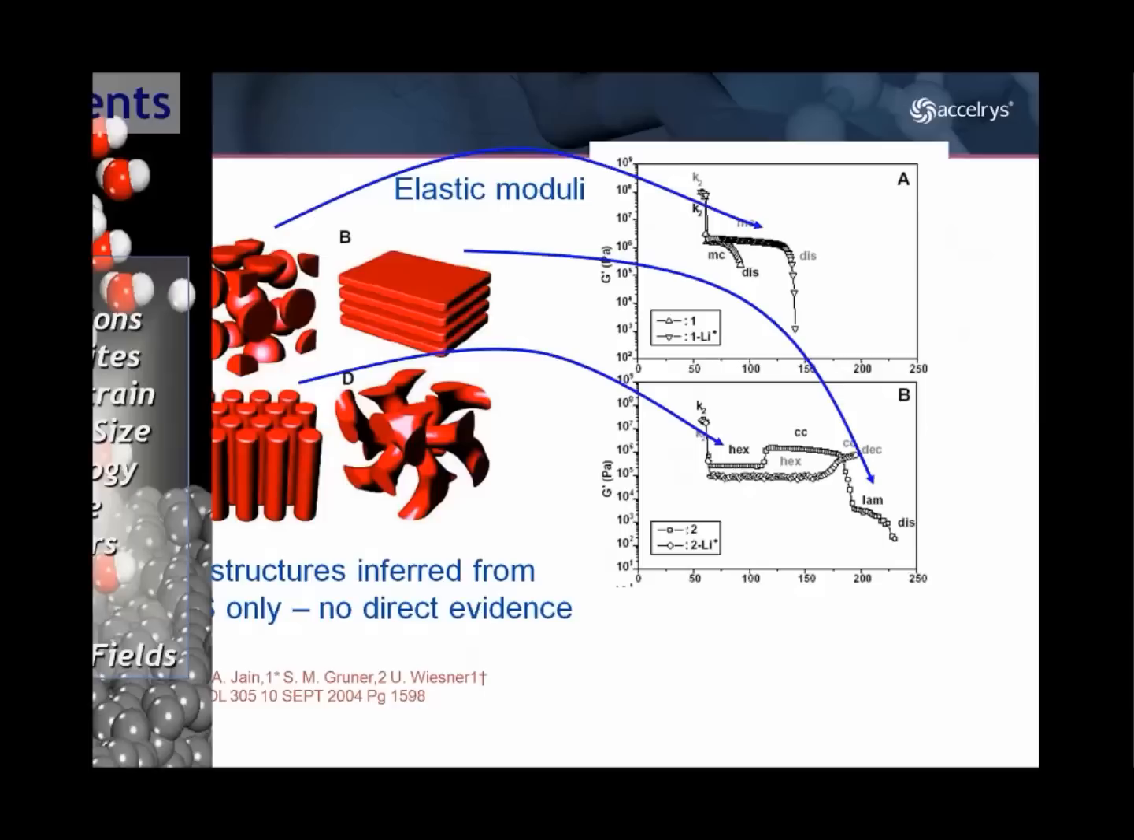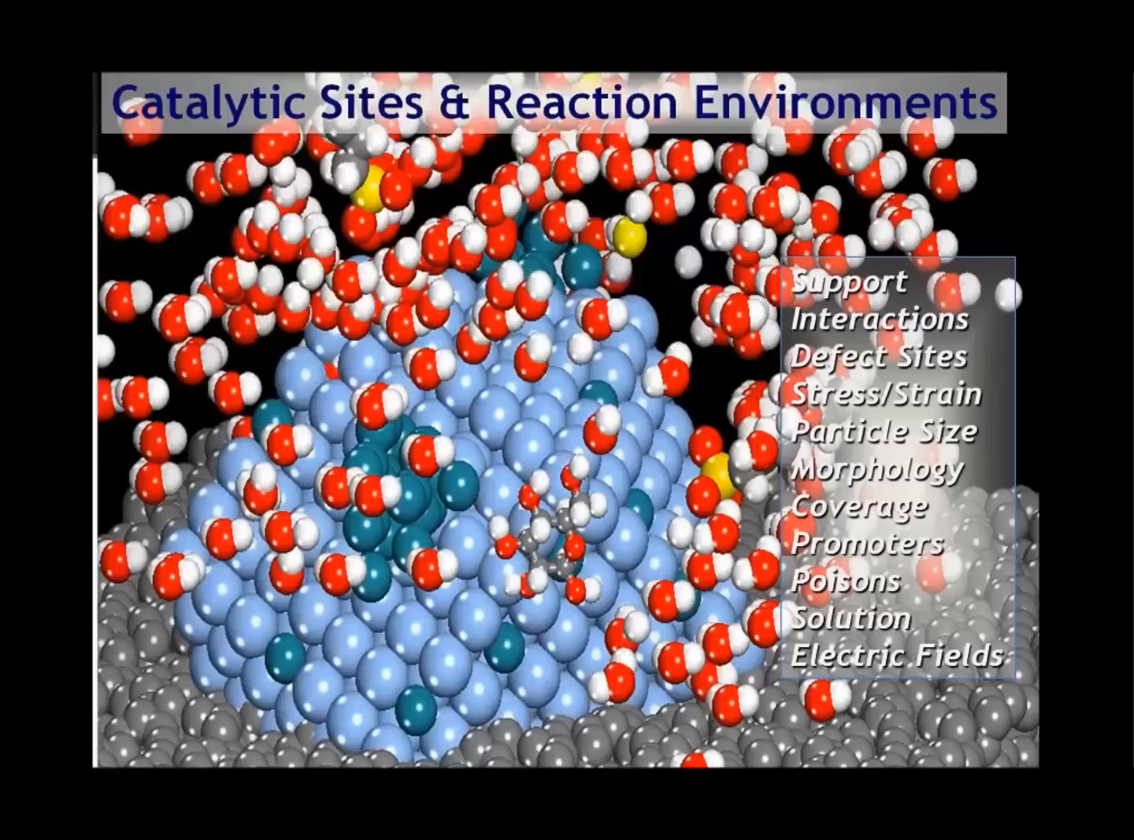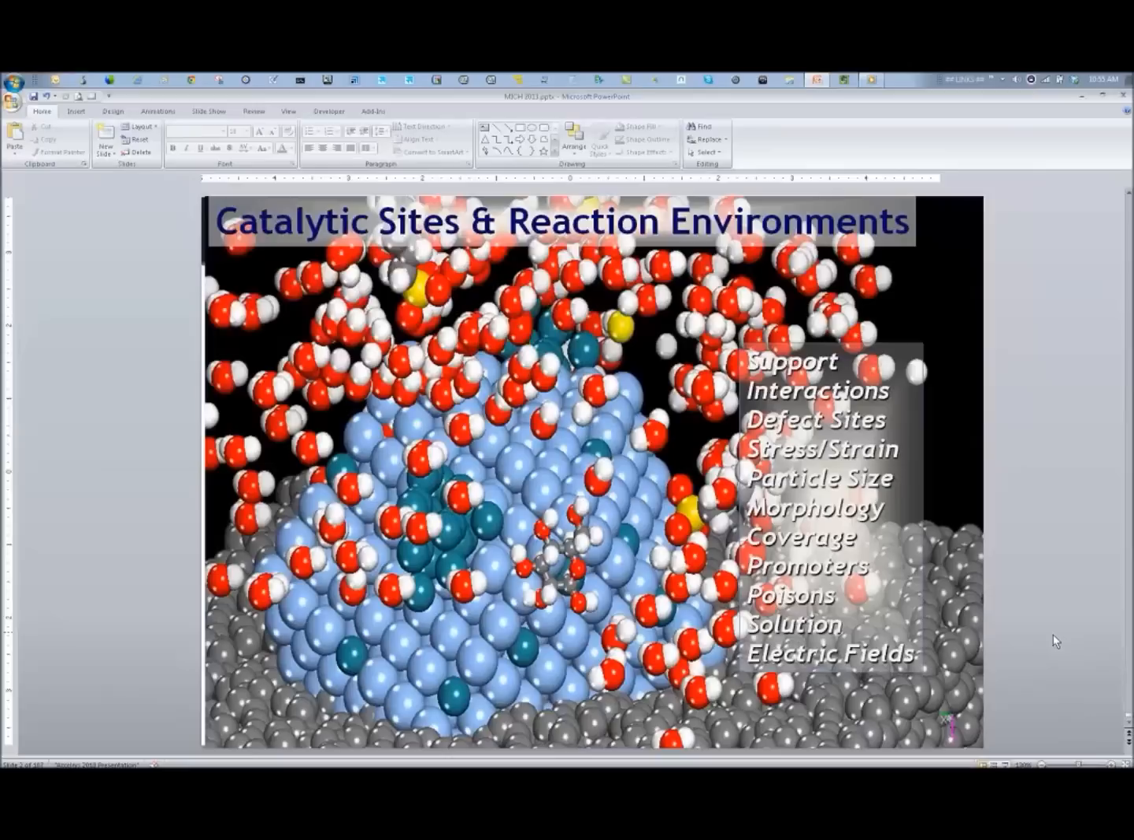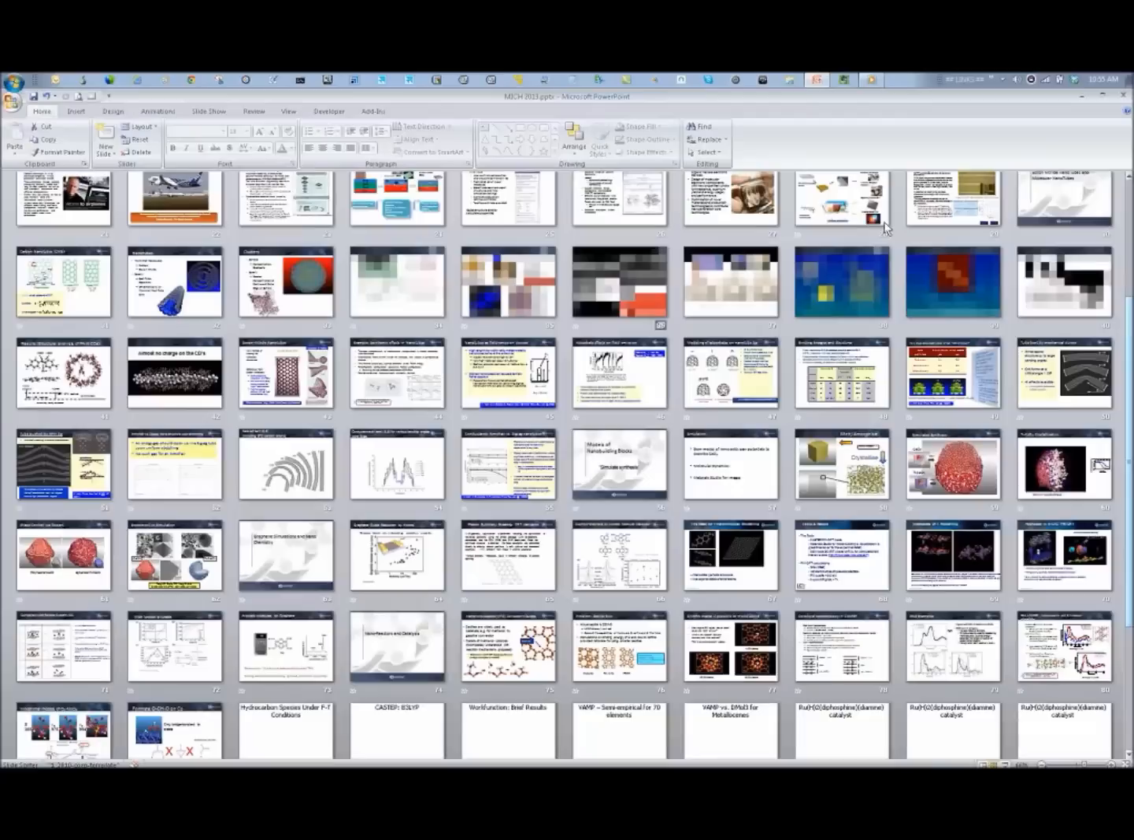So, in summary on the catalysis, we can start to look at things like this. We can understand the support interactions to active materials, which are very important and are frankly often overlooked. We can understand particle size and the effect of particle size distributions and spatial aggregates of those particles. We can look at structural morphology of those. We can understand coverage. We can look at things like promoters and poisons and solutions. So, in summary, the whole of the nanoengineering area is, as we discussed right at the beginning, a combination of microstructural effects and macrostructural effects. Right?